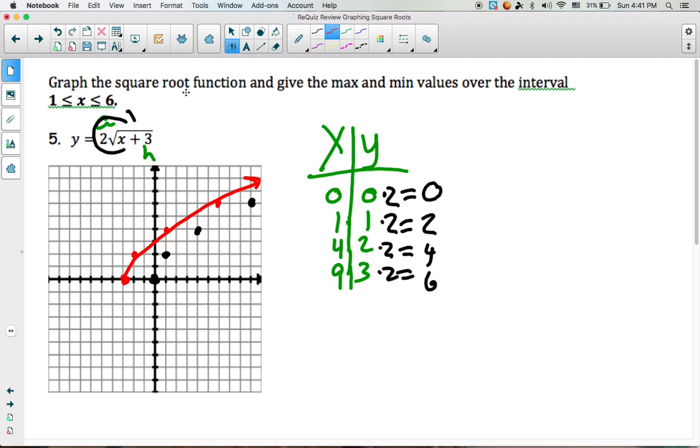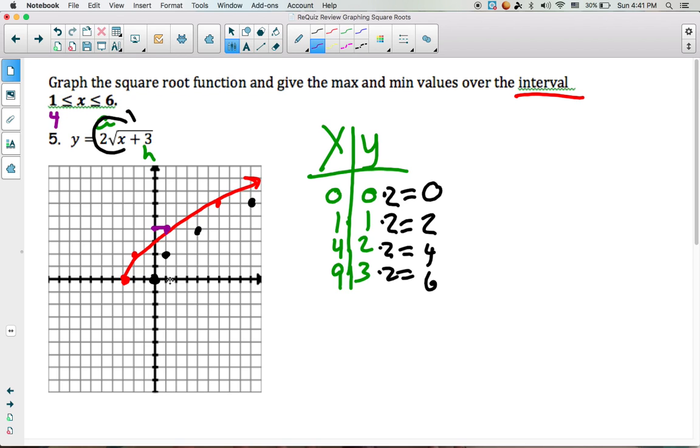And the question says, graph the square root function and give the max and min values over the given interval. Now they gave us this interval from 1 to 6. So what you do is you just go to your graph. You can do this in two ways. You can go to x equals 1 and go up to your graph and figure out what's the y value at that point. So this would be at y is 1, 2, 3, 4. So y would be 4 when x is 1.